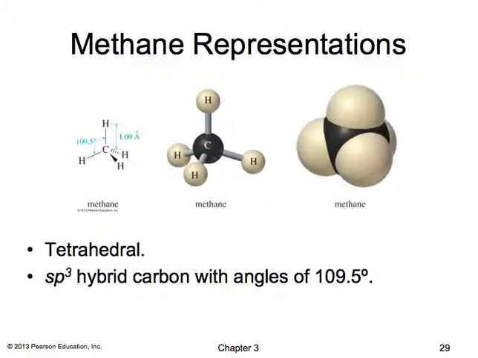So let's look at methane, the alkane with the smallest number of carbons. Methane is tetrahedral. It has an sp3 hybridized carbon with angles of 109.5 degrees, as we've learned earlier.